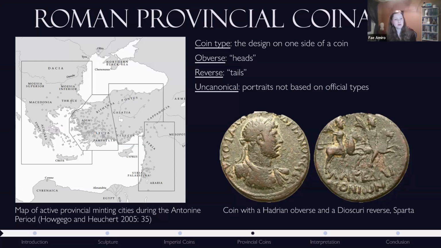Additionally, we don't have the same problem, of course, of identification because like the imperial coins, they do generally, in almost all cases, have the name of the subject written on the obverse. These coins, therefore, can give us insights into some things we can't get at otherwise. What are the provinces actually doing with the imperial image? And especially this question of those uncanonical portraits, those ones described in Arrian. We now have this large body of provincial portraits with labels on them. So we can get at that question a little bit.